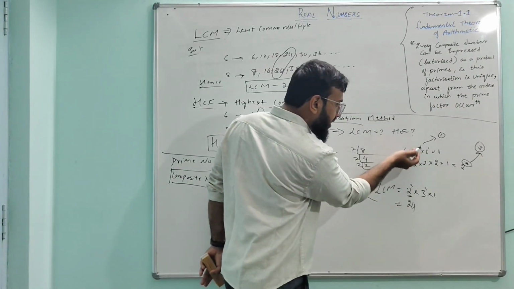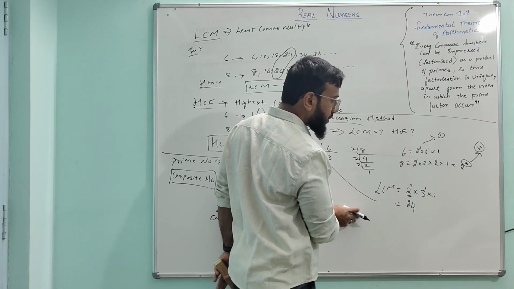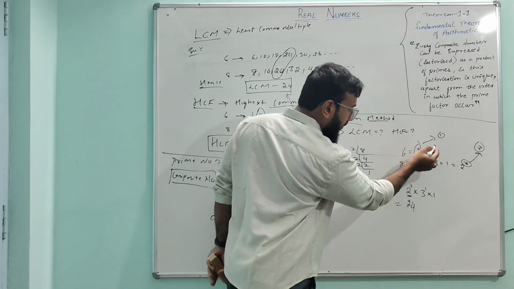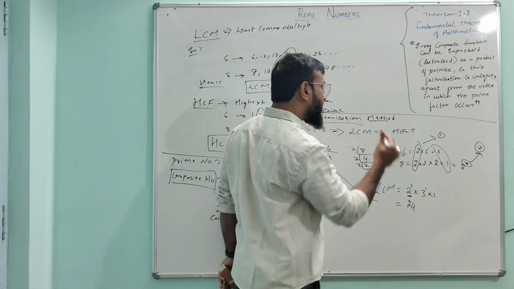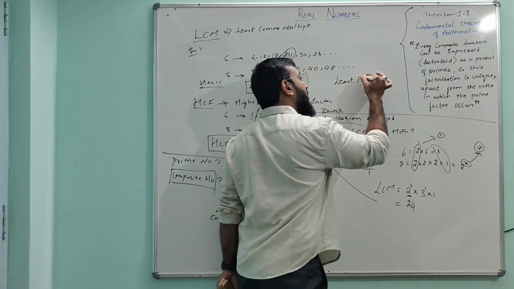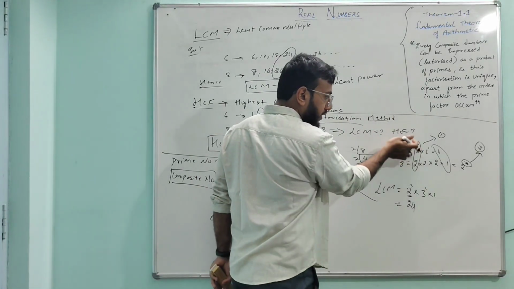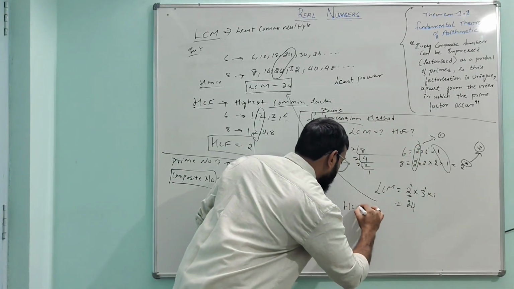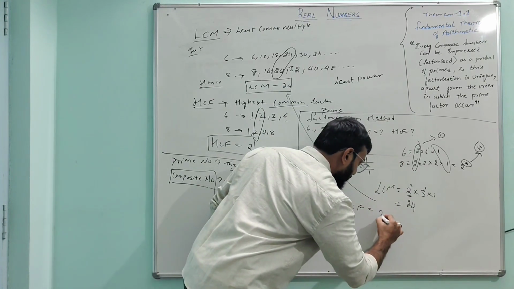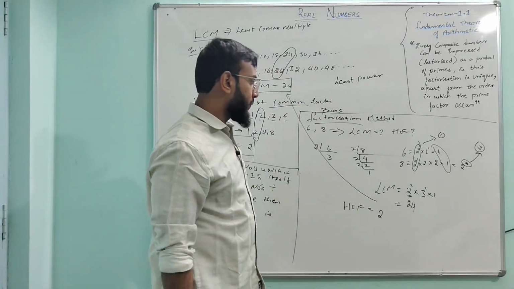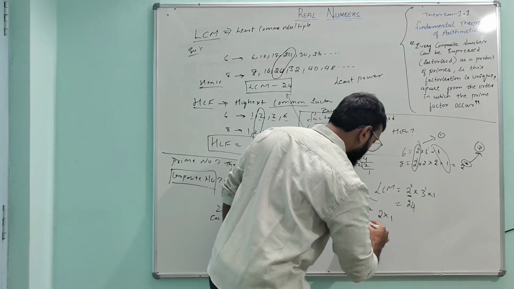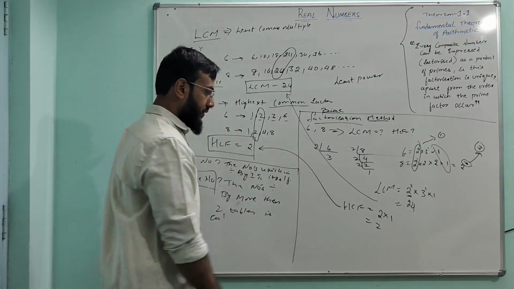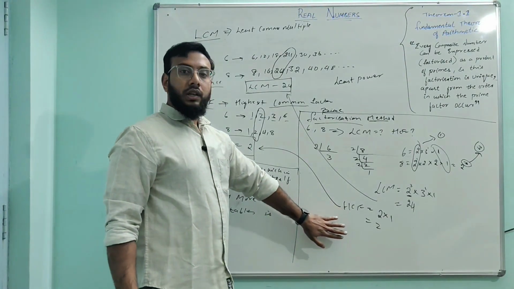HCF. What is common in both? 2 is common. Anything else common? 1 is common. Correct? You need to write the least power. After finding the common, take the least power. In this, 1 and 1, the least power is 1, hence the HCF is 2. Into 1 also you can write 2 1s, as I have already written over here. HCF is 2. Hope it is clear.